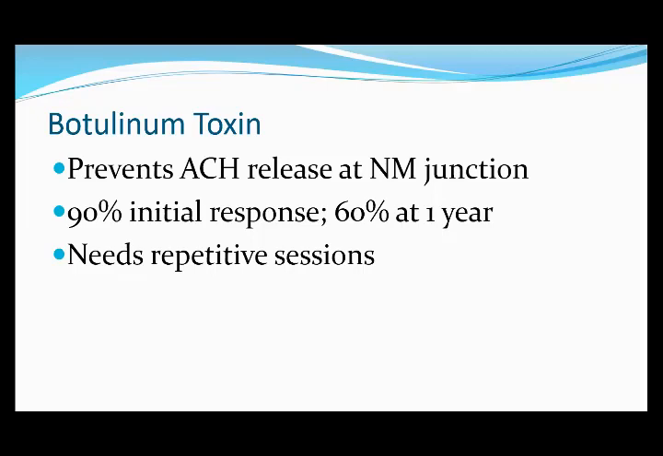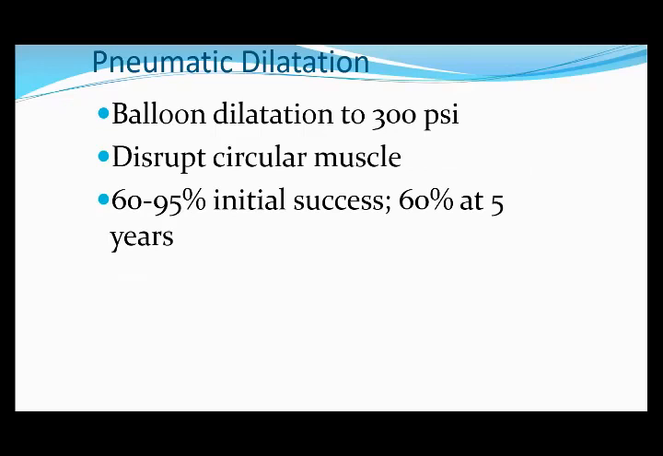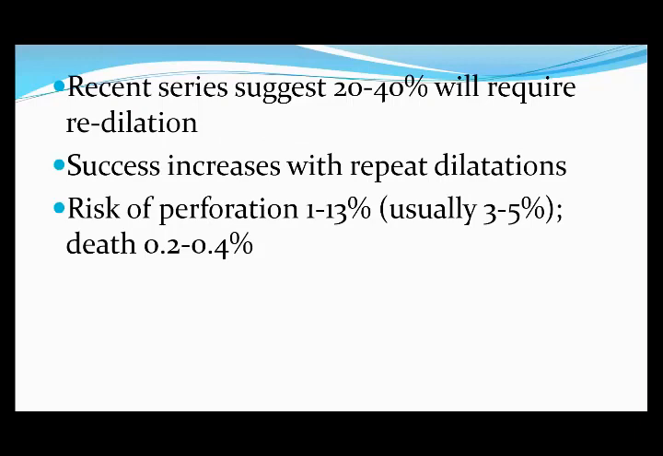Balloon dilatation, that disrupts the sphincter. This helps in 60 to 95% initial success and 60% at 5 years. Recent series suggest that 20 to 40% will require redilatation. The risk of perforation is usually 3 to 5%. That can cause death in 0.2 to 0.4% of cases.